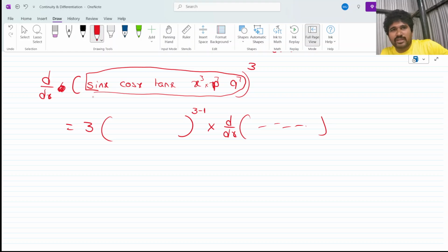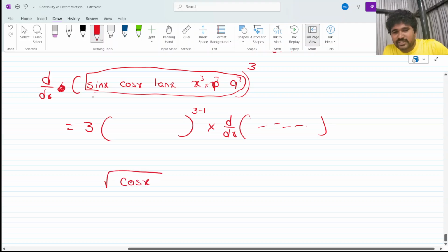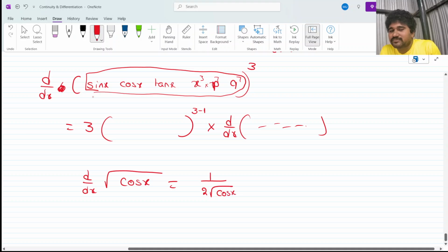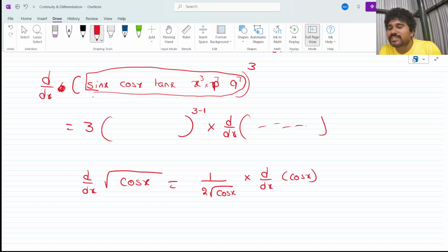Suppose I gave you root of cos x, do the differentiation. What will you do? It's like the root x formula. What is the root x formula? 1 by 2 root x. But it is not x. Who is that guy in place of x? So that's why I should know d by dx of cos x.